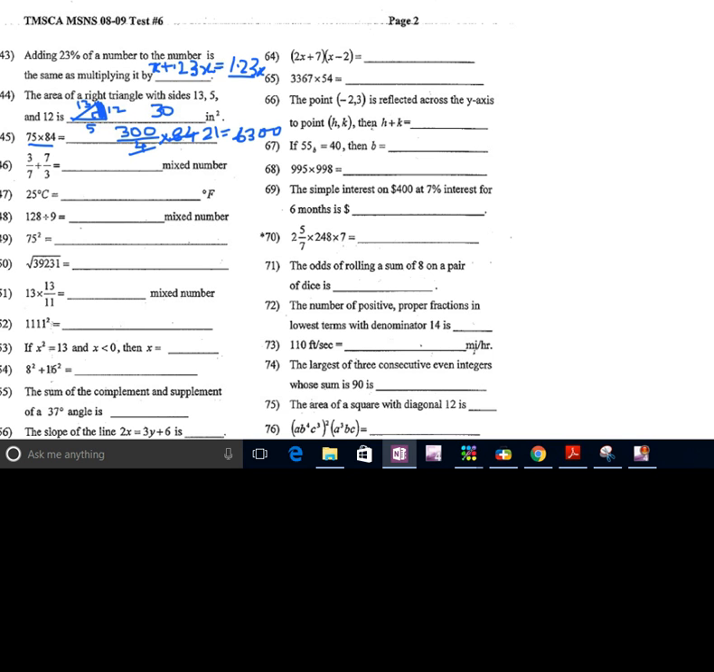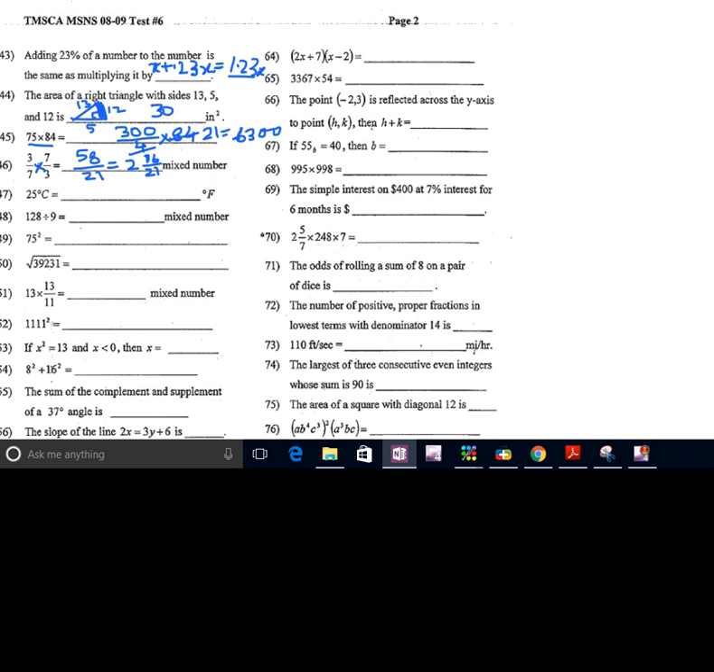3 by 7 plus 7 by 3 in mixed number format. So one way to do that is we cross multiply. So we have 3 times 3, which is 9, and 7 times 7, which is 49. So 9 plus 49 is 58, and 58 needs to be divided by the product of 7 and 3, which is 21. So when we divide 58 by 21, we get 2, and the remainder is 16. So this is 2 16/21. That's the answer.